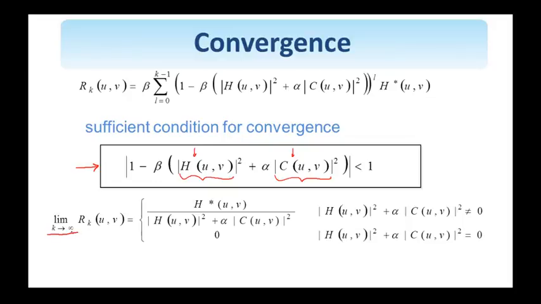As k goes to infinity, this is the resulting form of the restoration filter, the iterative restoration filter, and as expected it is the CLS filter when the denominator is different than 0, and is 0 otherwise. So it's a kind of generalized, again, inversion.